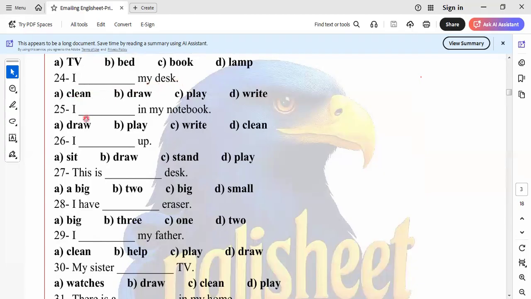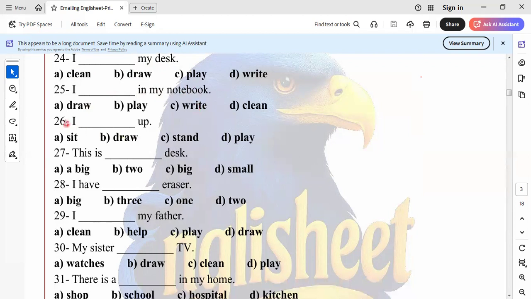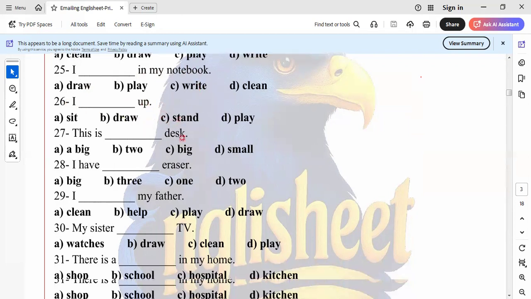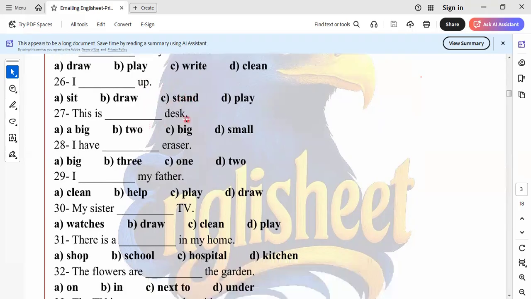Here it will be: I clean my desk. I write in my notebook. I stand up. Here, I stand up.